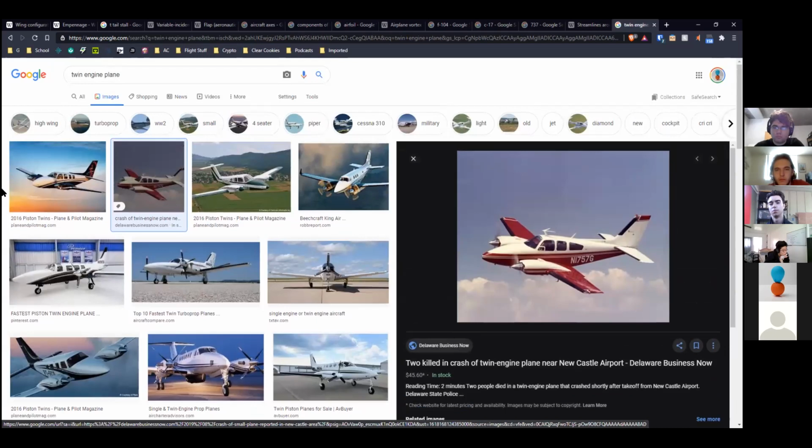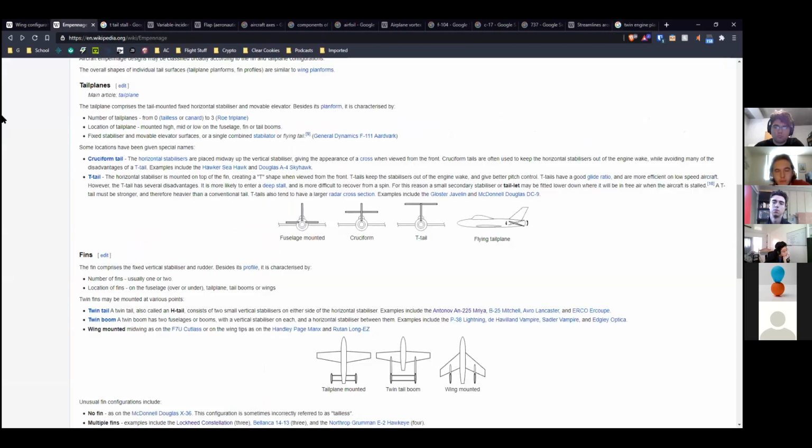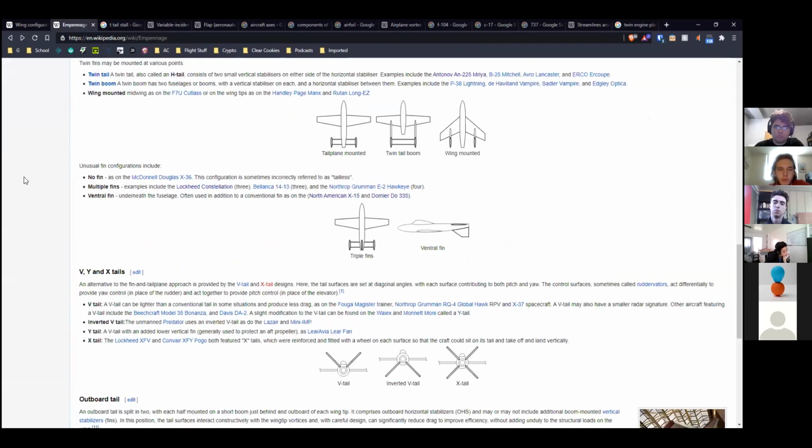And there's one more thing I thought of other than fuselage. I don't know. Maybe that's it though. But yeah, I can't remember.